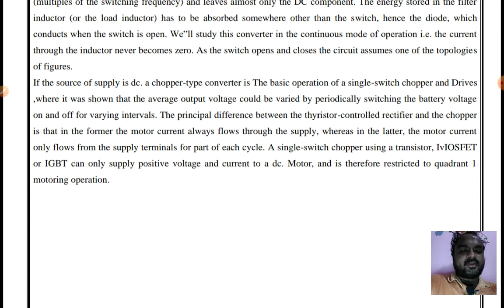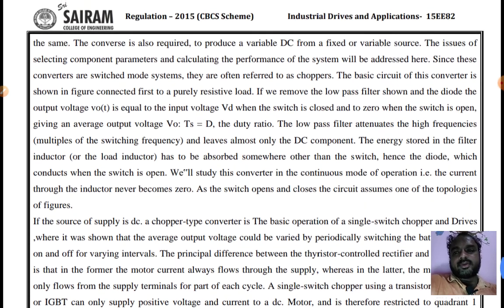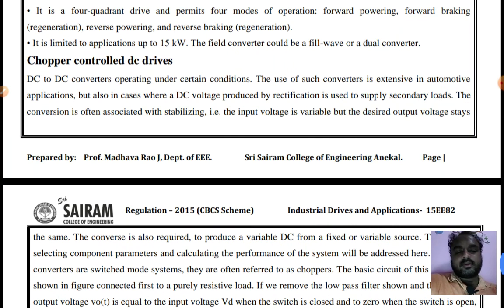A single switch chopper using a thyristor, MOSFET or IGBT can only supply positive voltage and current to the DC motor. The motor is therefore restricted to quadrant 1 motoring operation. So this is about chopper controlled DC drives.